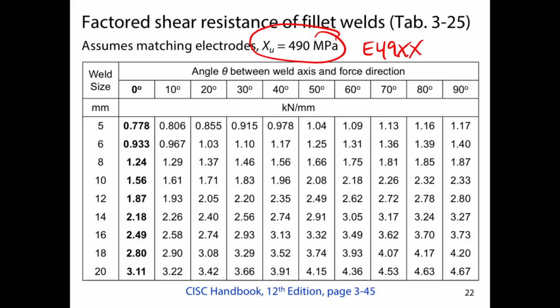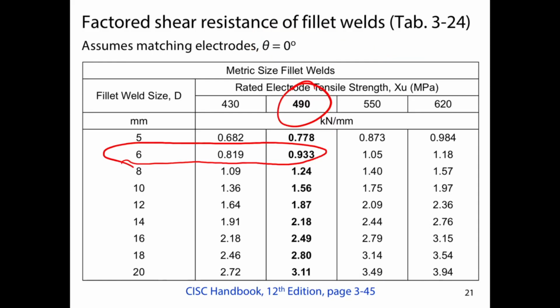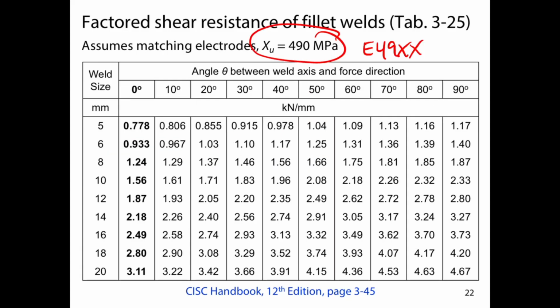Okay, so I don't need to do very many calculations, phi, W, AW, XU. I just have the factored resistance per millimeter in this table, and that can help me do some design a little bit more quickly than crunching everything out in the calculator. Okay, so two tables here, one for different electrode strengths and pure shear, one for the same electrode strength for different orientations, and we can use them to pick values for little VR to do our design. Are there any questions about how to use this table before we try it out?